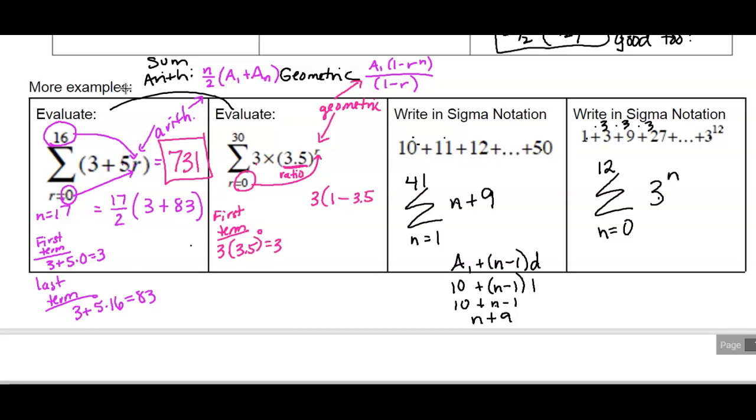n is the number of terms. Same idea. If I plug in 0 and then I want to stop when I plug in 30, well, 1 to 30 is 30, and then if I add 0, that's one more term. So I get 31 numbers, all over 1 minus our ratio. Okay? And that's our sum. So if we type that into a calculator, 3 parenthesis, 1 minus 3.5 to the 31st power, divided by 1 minus 3.5.